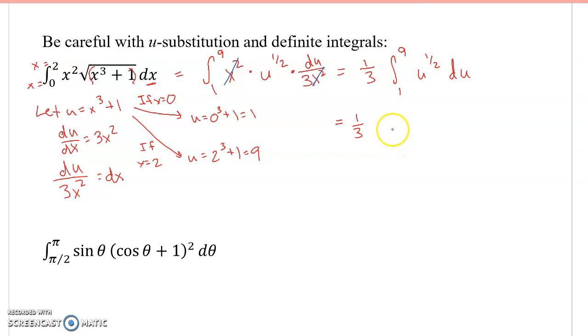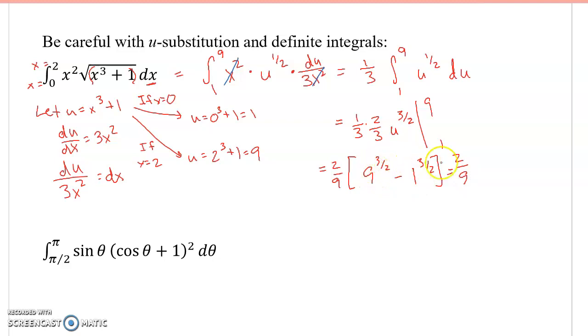The 1/2 bumps up to 3/2, divide by 3/2, and we're not going to put a plus c here. We're going to put a 9 and a 1. We're going to evaluate that at 9 and 1. So 2/9 is a constant that's going to be the entire problem. We're going to evaluate 9 to the 3/2. We're going to evaluate 1 to the 3/2. We're going to subtract the 2 because that's the first fundamental theorem of calculus.